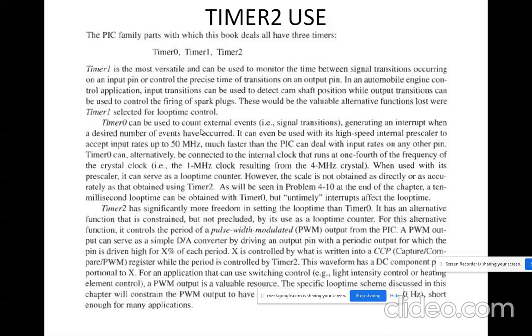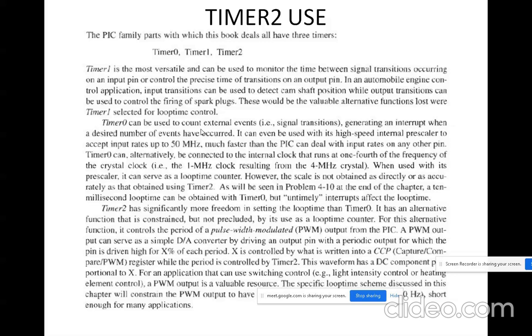When used with its prescaler, it can serve as a loop time counter. However, the scale is not obtained as directly or as accurately as that obtained using timer 2, as will be seen in the end of the chapter. A 10 millisecond loop time can be obtained with timer 0, but untimely interrupts affect the loop time.